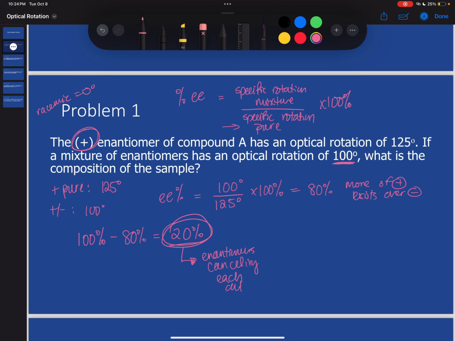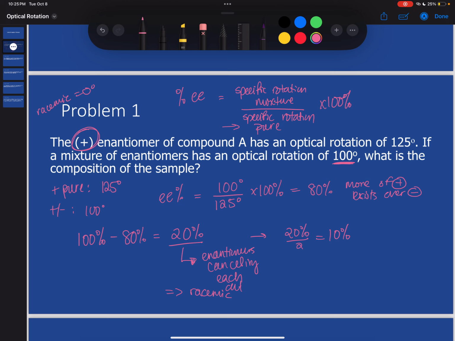If that's being canceled out, that means this part is racemic, because the only way I can perfectly cancel out is if I have equal amounts of both. So in order to figure out how much of each enantiomer I have in the part that's racemic, I'm just going to divide by 2, because I only have 2 enantiomers present. So I should get 10% here.